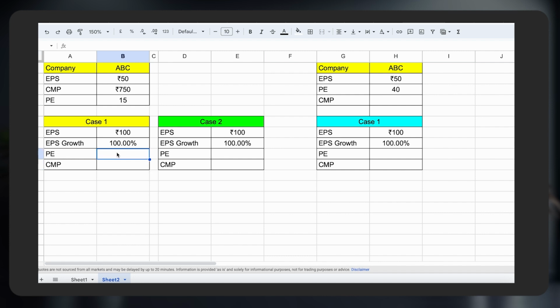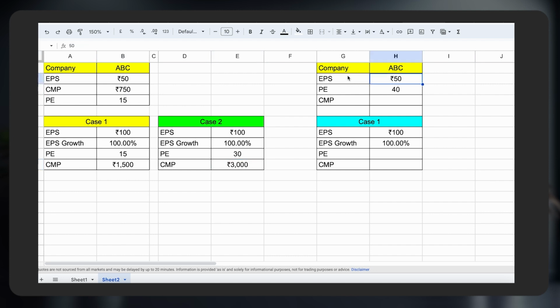But here valuation plays a key role. Let's say the market values the company at the same PE of 15. In that case, its share price would become 15 into 100, that is 1500. Very simple. But what if the market decides to value the company at a PE of 30? In that case, valuation has expanded 2 times and earnings have also expanded 2 times. So now the share price would become 30 into 100, that is 3000. So here the stock has generated 4 times return.